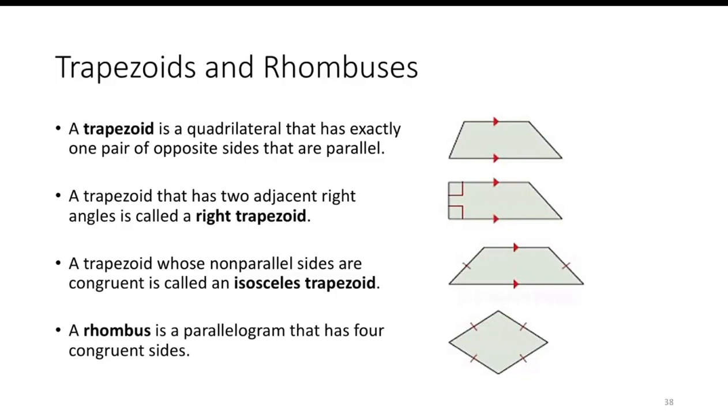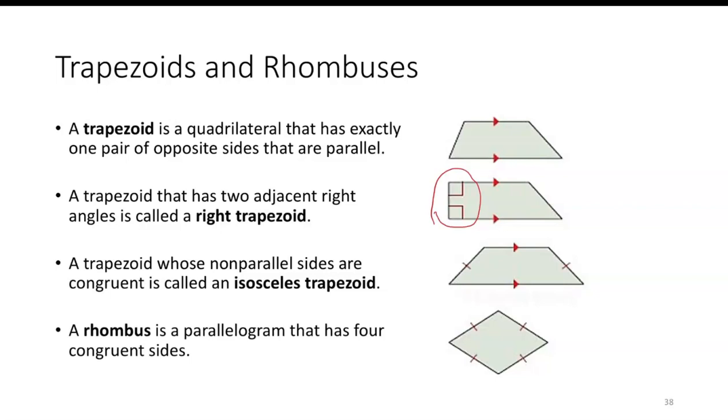There are other types of quadrilaterals that we can talk about. One, a trapezoid is a quadrilateral that has exactly one pair of opposite sides that are parallel. A trapezoid that has two adjacent right angles is called a right trapezoid. So the example shows two right angles on the left side there, and the other side has different angles. A trapezoid whose non-parallel sides are congruent, so are the same length, is called an isosceles trapezoid.